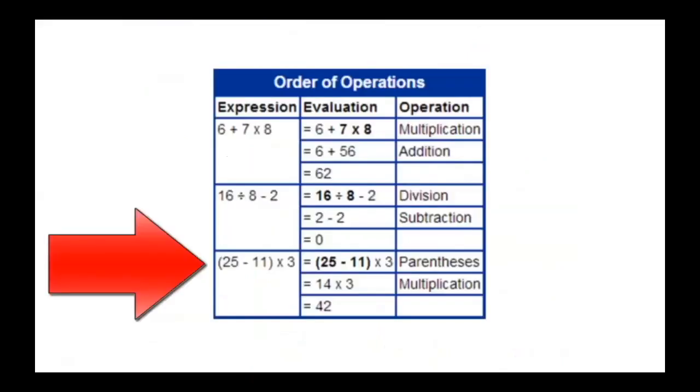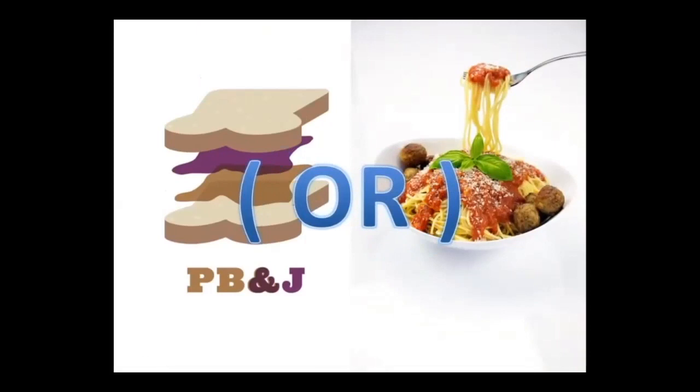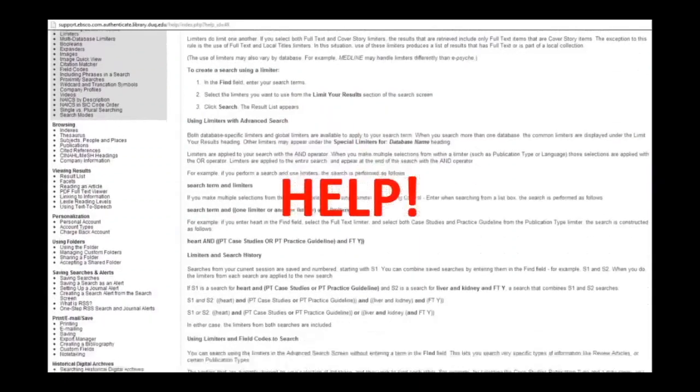Just like when you work out a math equation, the database will read what's inside the parentheses first, like peanut butter and jelly or spaghetti and meatballs. Parentheses and the OR operator go together, or combine similar terms, so that's what you put in parentheses. And if you ever get stuck, you can always check out the database help screens to see which rules they use for combining operators.